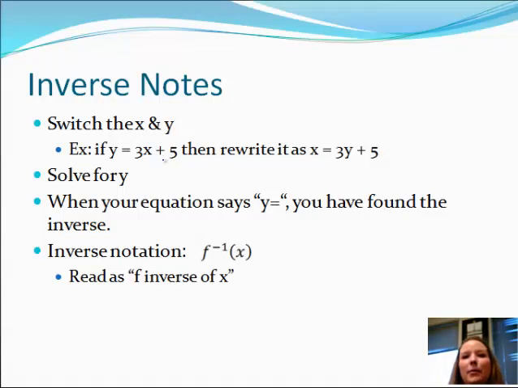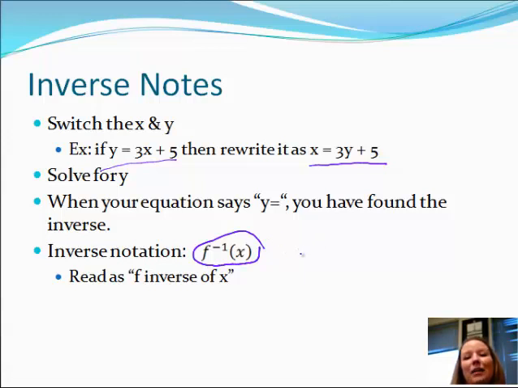If we look at this example, we have y equals 3x plus 5. When I want to solve for the inverse, I switch x and y, and it would look like an x equals equation. Then your goal is to get y by itself. When your new equation says y equals, you have found the inverse. We use this notation right here to say f inverse of x, meaning find the inverse of your equation.